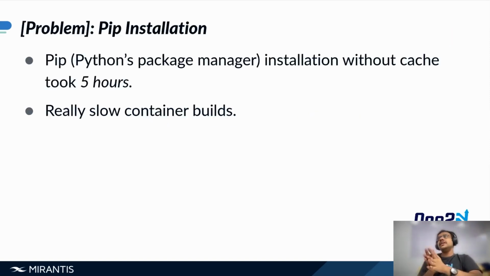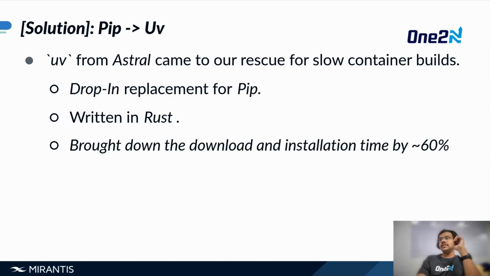And where we actually diagnosed this problem was while we were doing our pip installation. So pip installation by default is without cache and it is sequential in nature, and due to which a no cache install with pip actually took us around 5 hours, which meant really slow container builds.